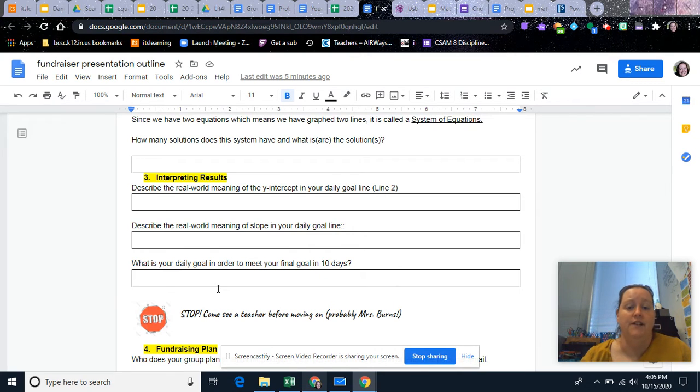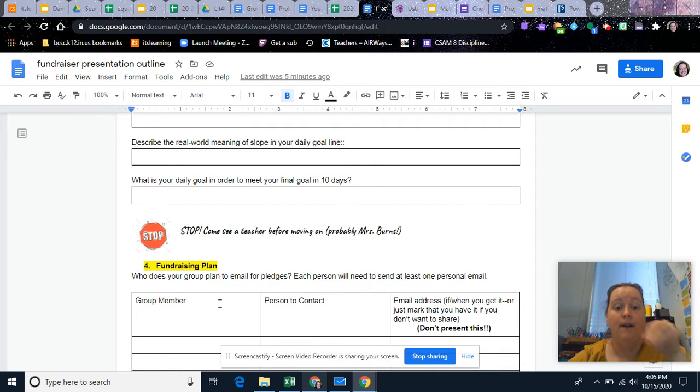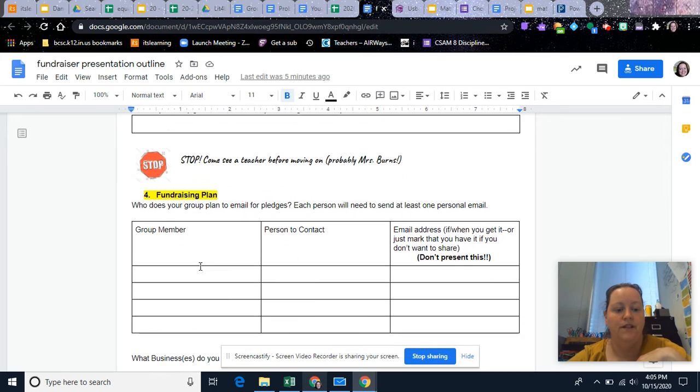And then, what is your daily goal? What do you have to raise if we're going to fundraise money for 10 days? If we're going to collect pledges for 10 days, what is your daily goal to be able to get that done? And when you have that part done, I want you to stop and come see me so I can make sure that you have all of your math right and you have interpreted it correctly. And then you'll be able to move on to step 4.